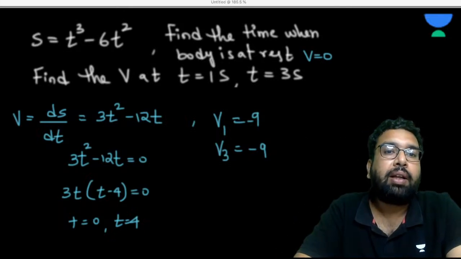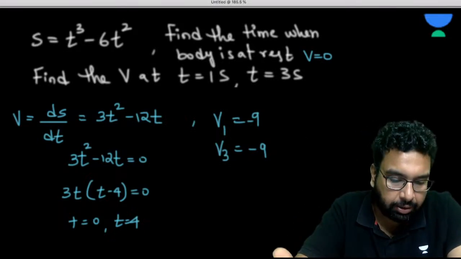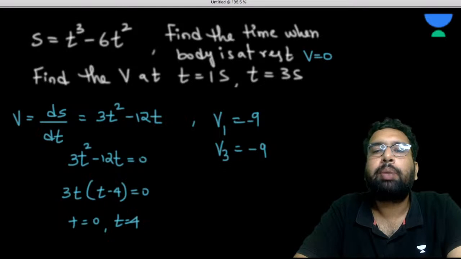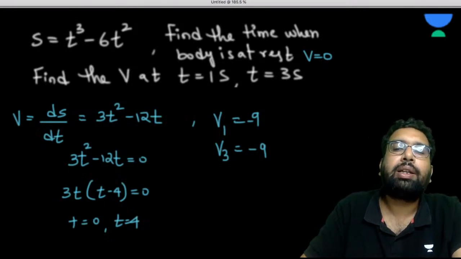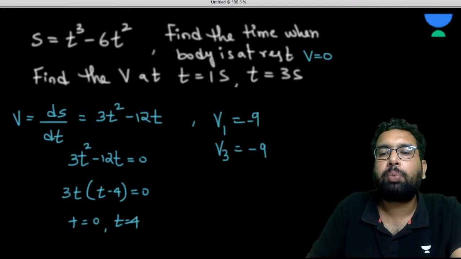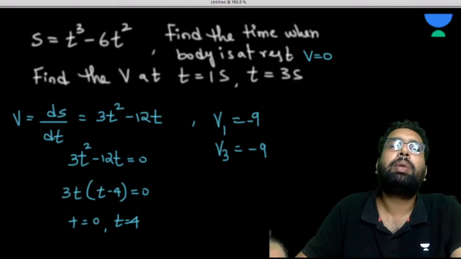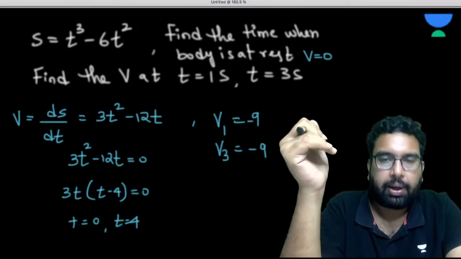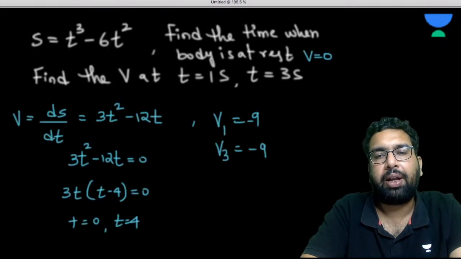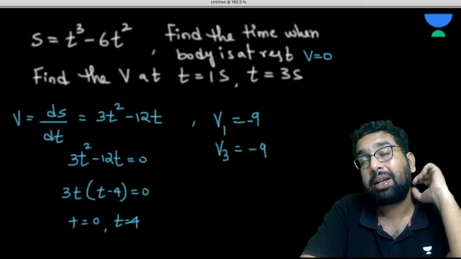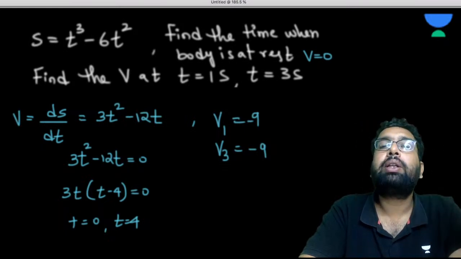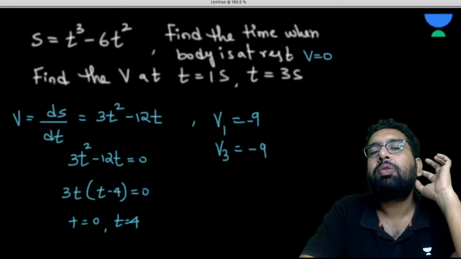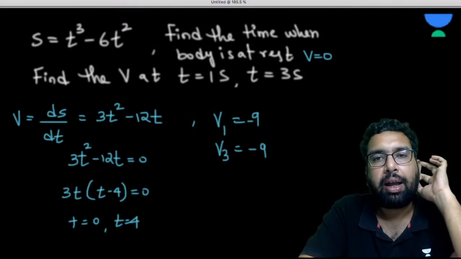Now, they may also ask you what is the displacement, or what is the position, when the body is at rest. See, displacement gives you the position, velocity gives you the direction of motion. So if they ask you the displacement at the time when the body is at rest, you have these time points 0 and 4, you can put them into the function of displacement and you can get that.